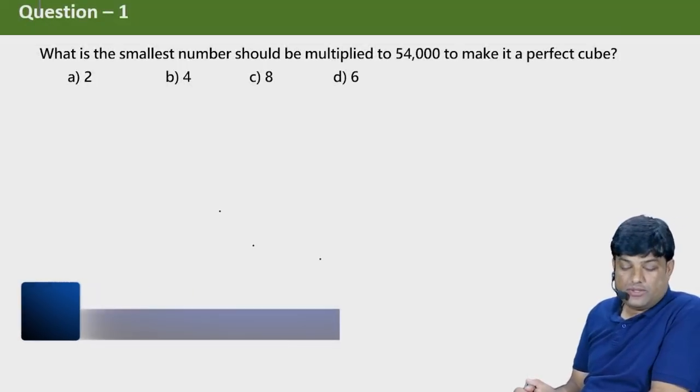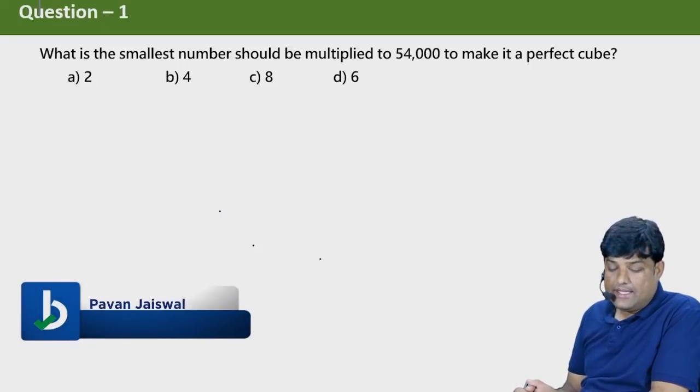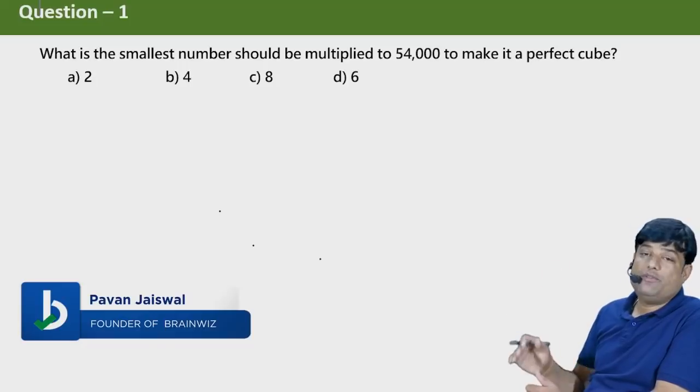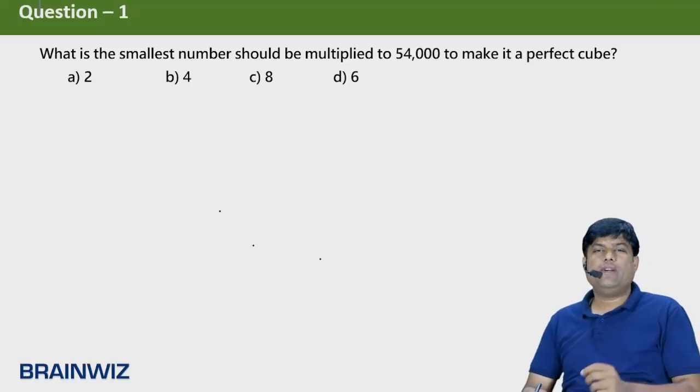Now you can see the question on the screen. The first question: what is the smallest number that should be multiplied to 54,000 to make it a perfect cube? So a perfect cube is very simple.